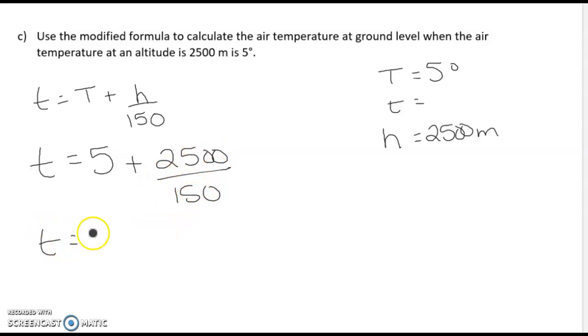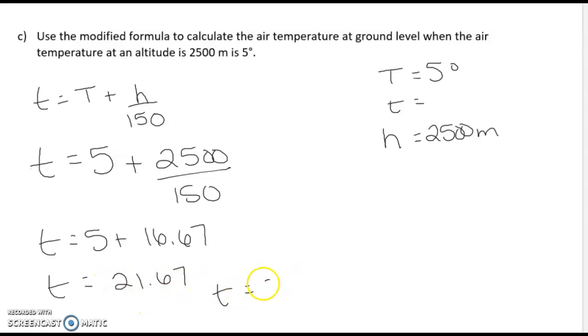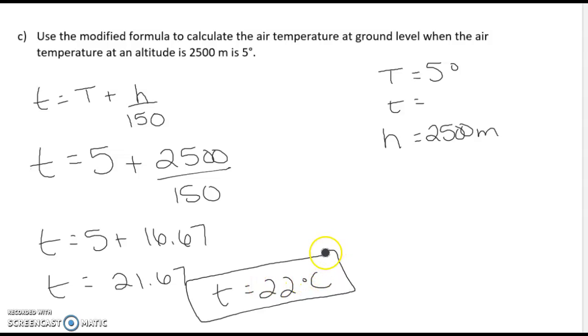When you figure this out, it's 5 plus, well, 2,500 divided by 150 is 16.67. When you add those two together, you will get 21.67, but we round it up to 22 degrees Celsius. And that's the end of that question.